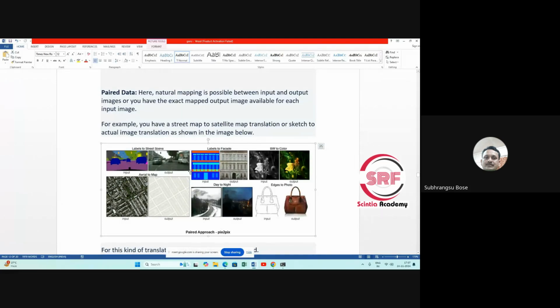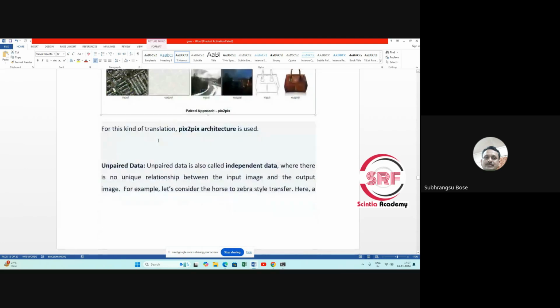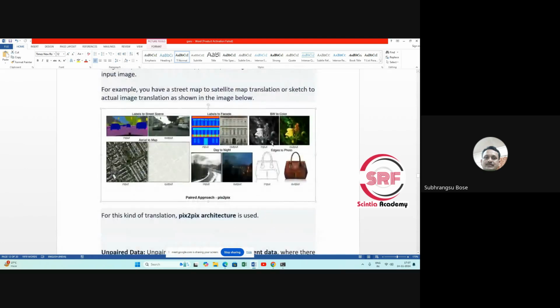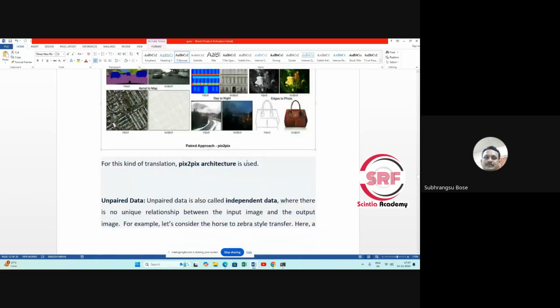Paired. This one, input, just a drawing of a bag, sketches of a bag, to a real bag output. This is paired data. Same dimension, same thing, but it looks real through the color and other dimensions. This is called pix2pix architecture also.